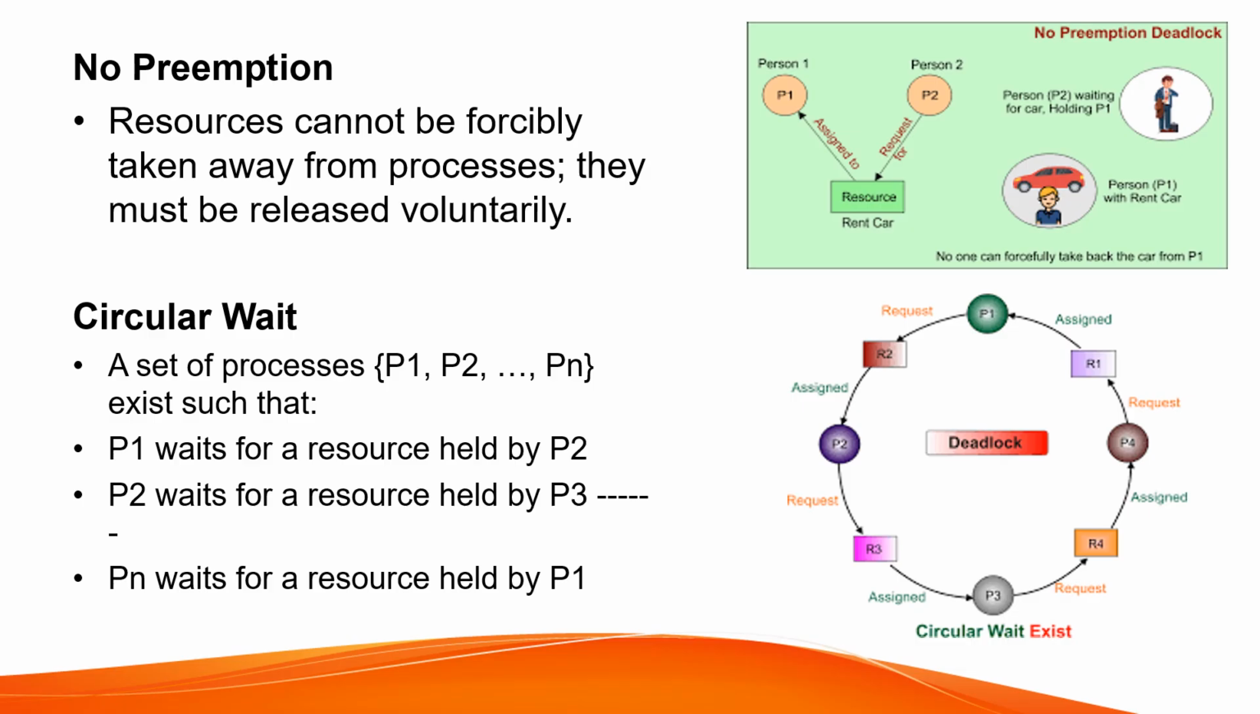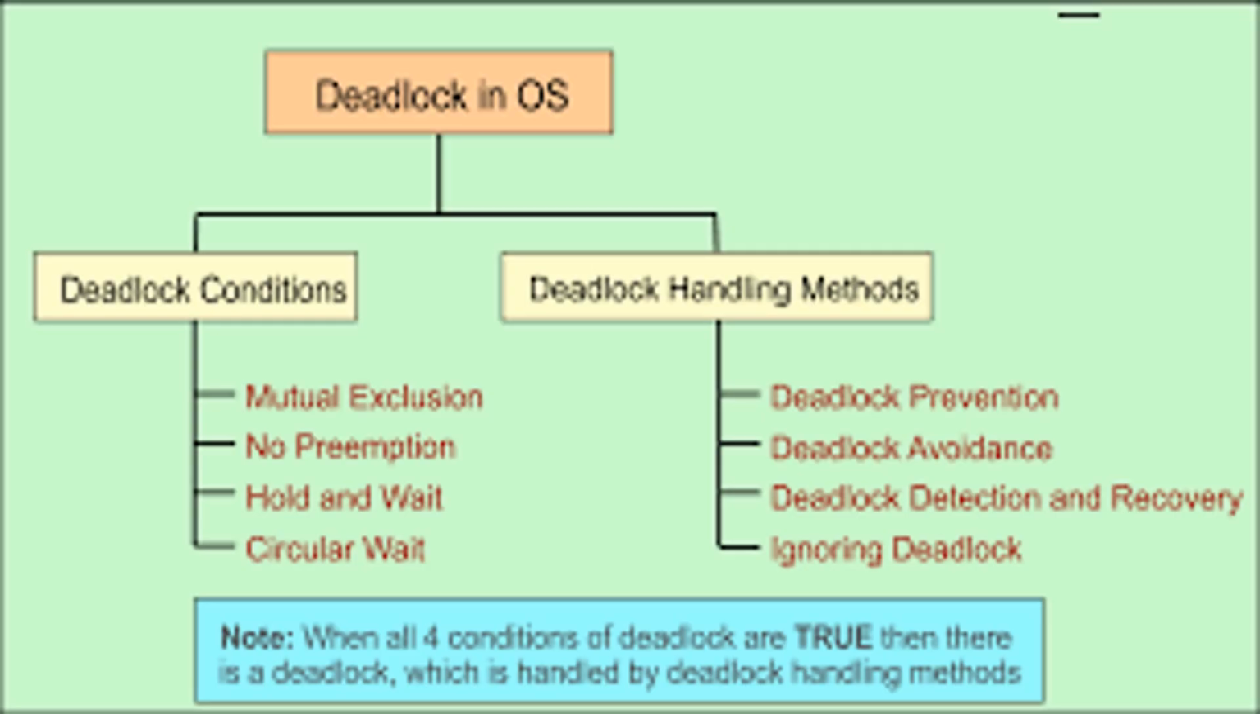When these four conditions occur, that is mutual exclusion, no preemption, hold and wait, and circular wait, when all these four conditions are true, during that time only deadlock occurs. In case any one of the conditions is false, deadlock will not occur. So these four conditions should be true.